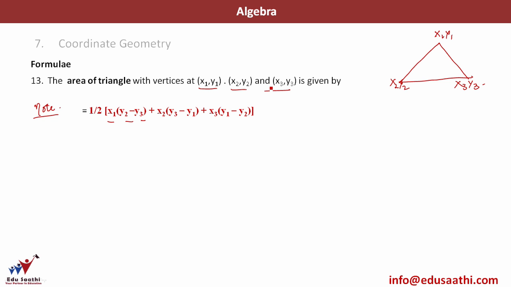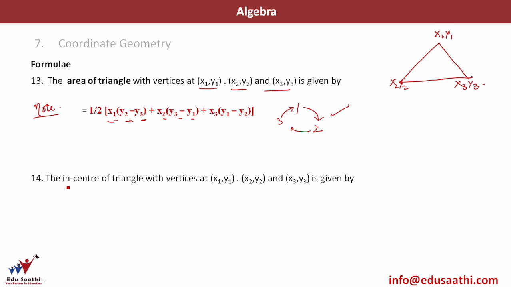If you goof up with 1, 2 and 3, that means x1 is replaced with x2 or x3, you will end up with the wrong answer. The thing that you'll have to maintain is it will always follow a cyclic order: 1, 2, 3. So if this is 1, 2, 3, then 2, 3, 1, then 3, 1 and then 2. So this cyclic order has to be maintained to find out the area of the triangle.